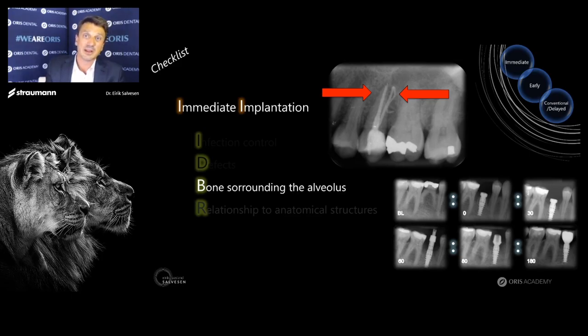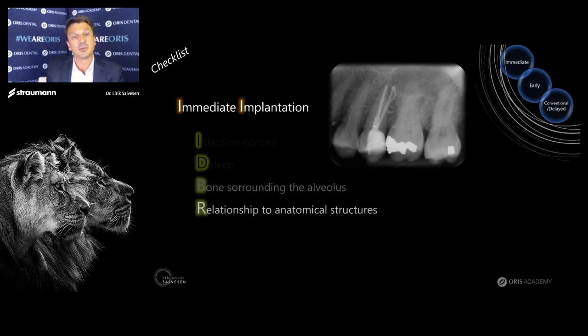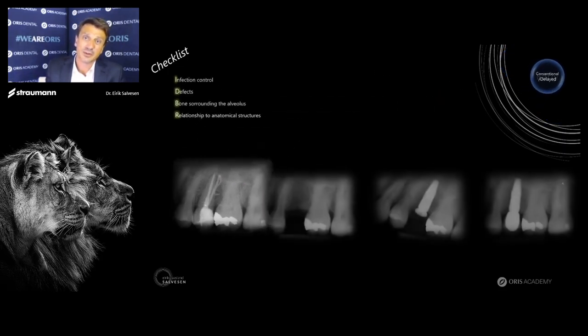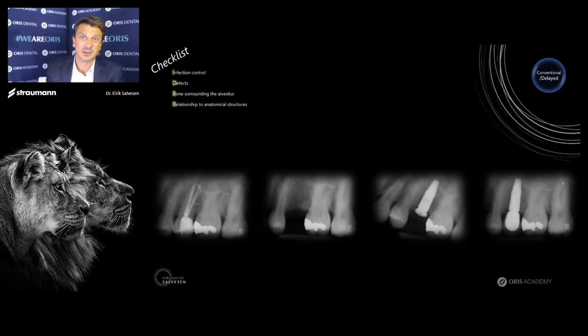The other thing we need to consider is, of course, the relationship to anatomical structures, which faces this case that I'm showing you the X-ray of now. So there's no apical bone. We know there's a buccal defect. We know there's a chronic infection. We know there's no bone surrounding the alveolus. There's nothing mesial, distal we can use to adapt this one, or palatal in the sense that we could use it. So my treatment of choice for this one is conventionally delayed.